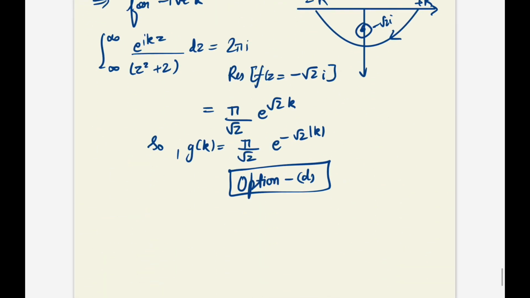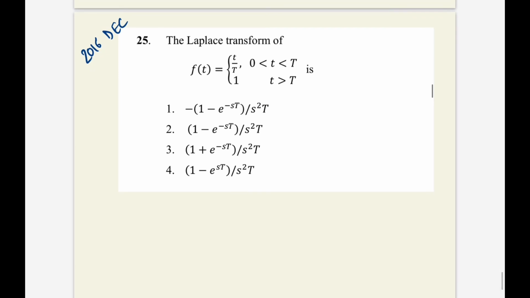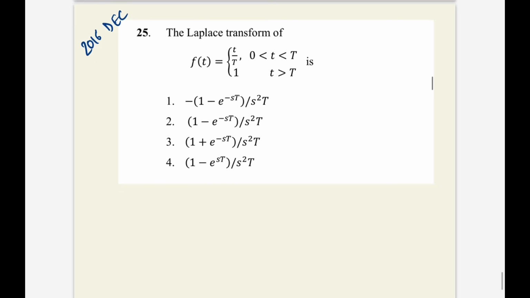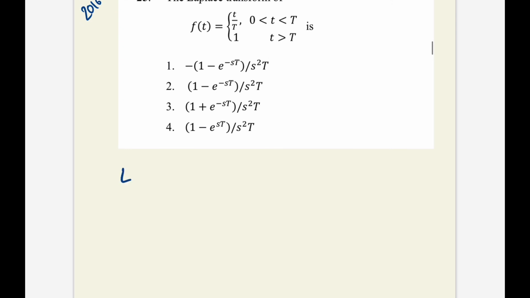Now another question from the same paper is the Laplace transform. The Laplace transform of f of t equals t by capital T, in the limit 0 less than small t less than capital T, and 1 when small t is greater than capital T. For this Laplace transform a whole bunch of formulas will be used. So one should remember all the Laplace transform formulas. I will list them once if you want.